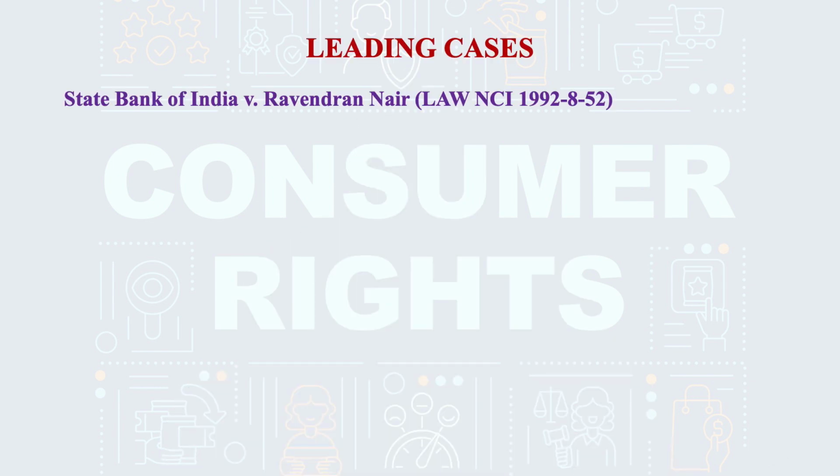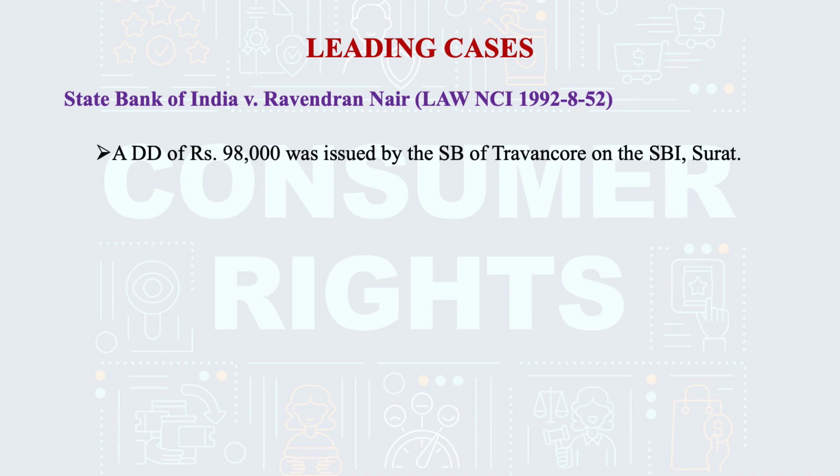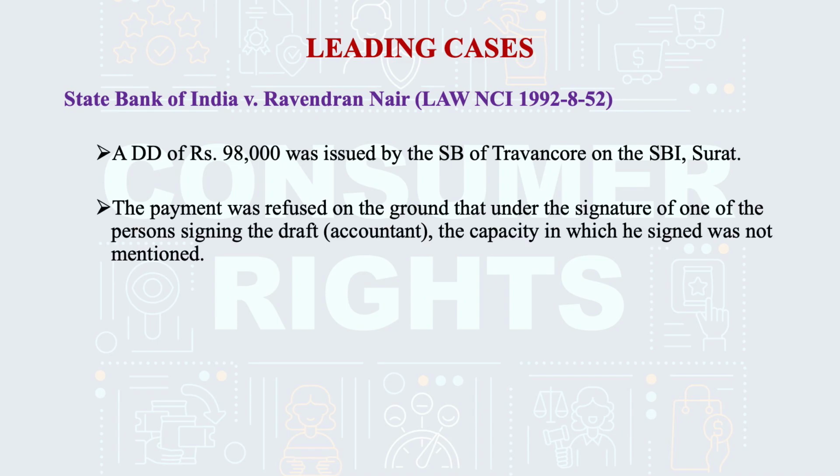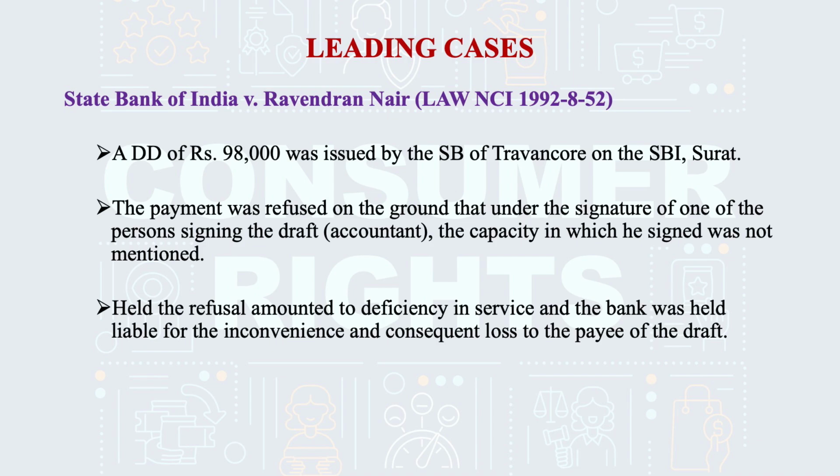Now a bank case about a DD: State Bank of India versus Ravindran Nair, decided in 1992. In this case, a person had taken a DD of rupees 90,000, issued by the State Bank of Travancore on the State Bank of India, Surat. On presentation, the payment was refused on the ground that for the signature of one of the persons signing the draft, that is the accountant, the capacity in which he signed was not mentioned. Actually, it is silly and unwanted. Verification of signature is very important. Accordingly, it was held that the refusal to honor the DD amounted to deficiency in service, and the bank was held liable for the inconvenience caused to the person who took the draft, and was directed to pay the consequent loss incurred by him by way of the purchase of the draft.